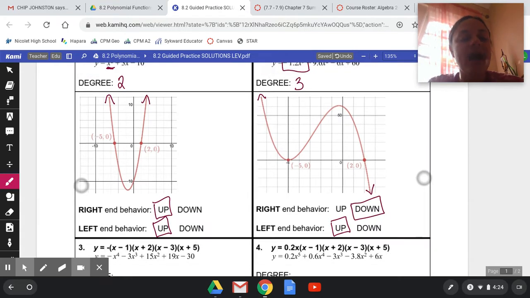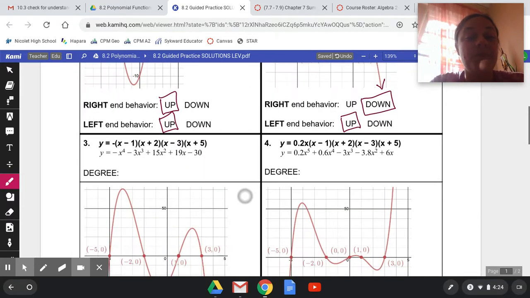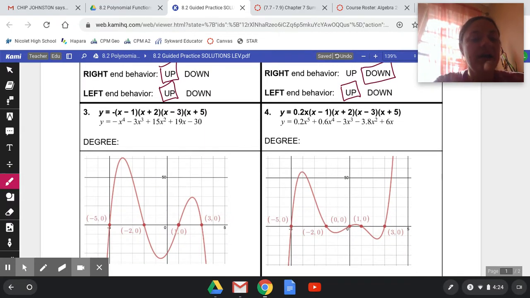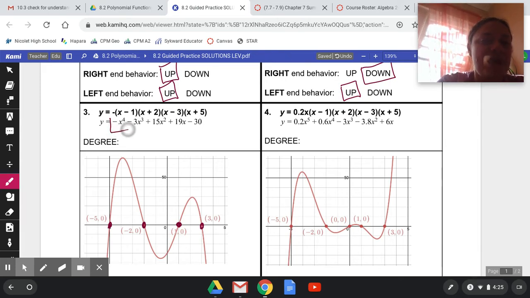Okay. Next, let's take a look at problem number 3. Here, if I look at my factored form, that indicates to me all of the roots, right? We talked about that last lesson. X minus 1 gives me a root at positive 1. X plus 2 gives me a root at negative 2. X minus 3 gives me a root at positive 3, and x plus 5 gives me a root at negative 5. Now, looking at my polynomial in standard form, my first term is what I'm going to focus on here.